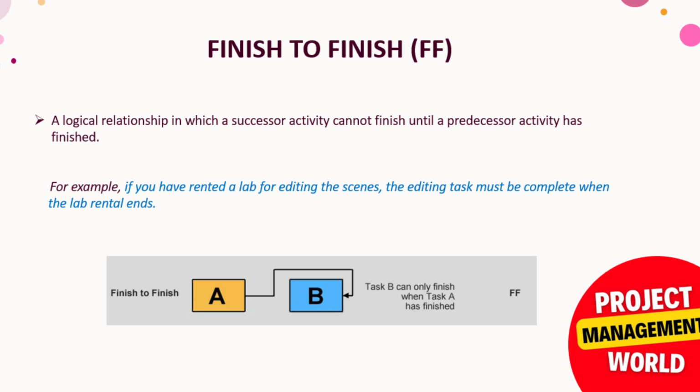Now coming to the third relationship, finish to finish. It is a logical relationship in which a successor activity cannot finish until a predecessor activity has finished. This is the opposite of start to start: we cannot finish a successor activity until we have finished the predecessor activity. In the graphical you can see the finish of activity B depends on the finish of activity A. The example here: if you have rented a lab for editing the scenes, the editing task must be complete when the lab rental ends. So editing must be finished when the lab rental ends. That's what finish to finish is.